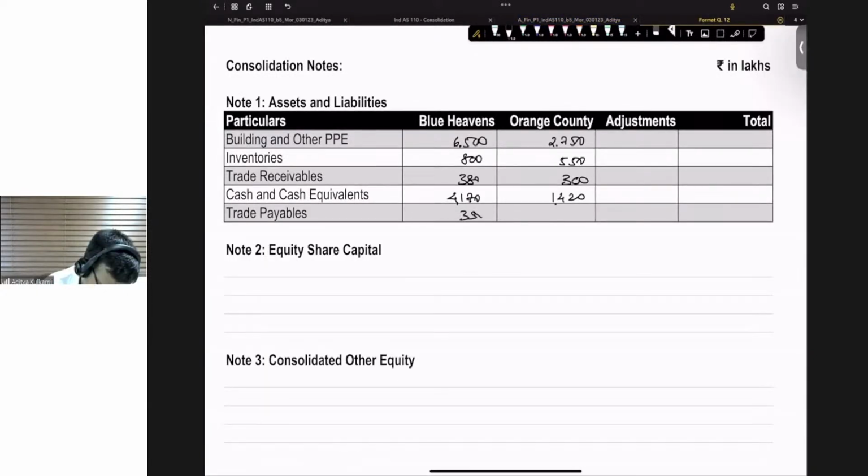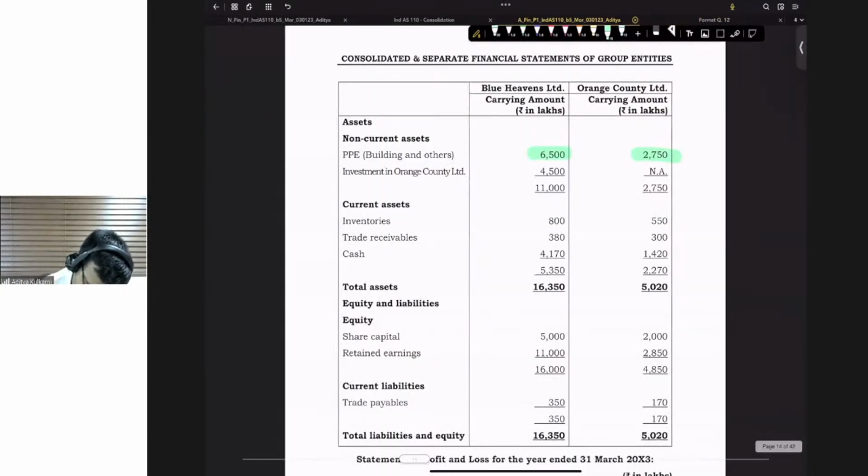Trade payables 350 and 170. Okay, so that takes care of which all items? Inventories, trade receivables, cash, trade payables. Okay, so we are done with all these items. So now what is left is share capital, investment, and retained earnings.